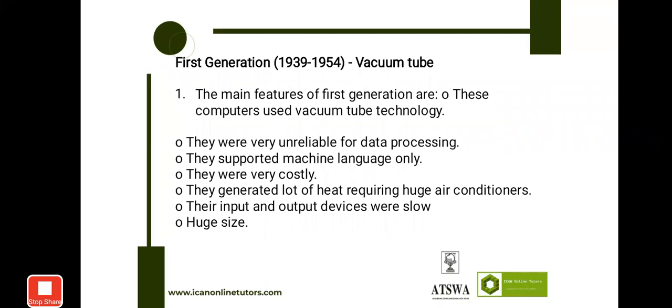Unlike now that we can carry our computers from one place to another, the first generation of computers were very huge. It was very costly. It wasn't a common thing for a common man to be able to afford. It generated a lot of heat that required air conditioners. Their input and output devices were slow, and it was only machine language that they could support.